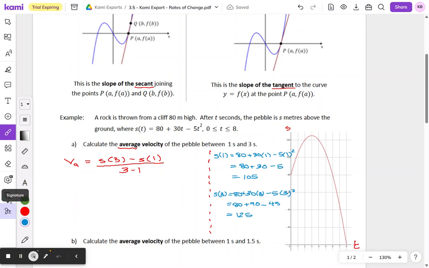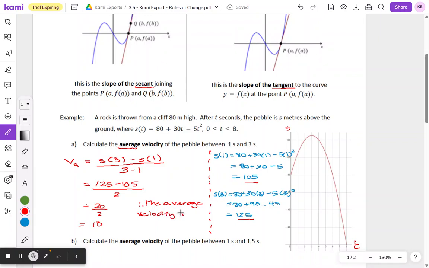Okay, here we are back. So I calculated S1 and S3. S1 is 105 meters. S3 is 125. So I'm just going to sub those in. Okay, you're going to end up with 20 over 2, which is obviously 10. Okay, and then don't forget this part, which is whenever you do a word problem, you have to write a concluding sentence. So therefore, the average velocity is 10 meters per second.